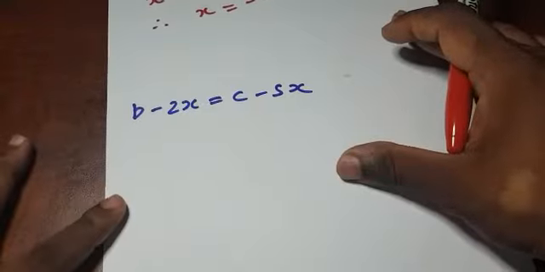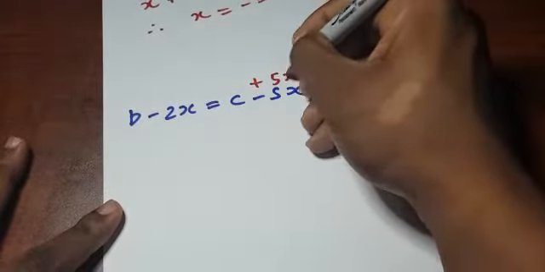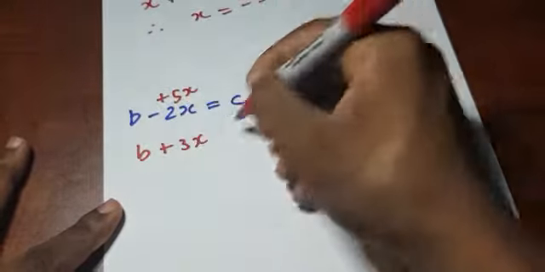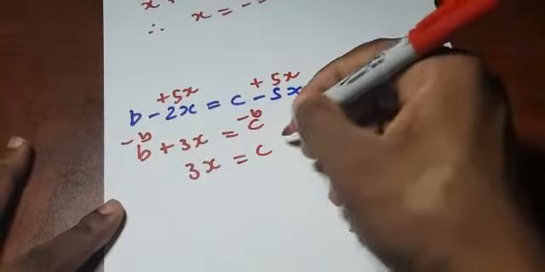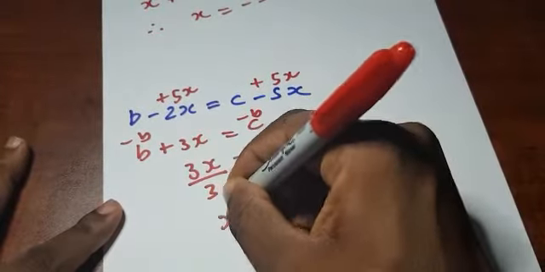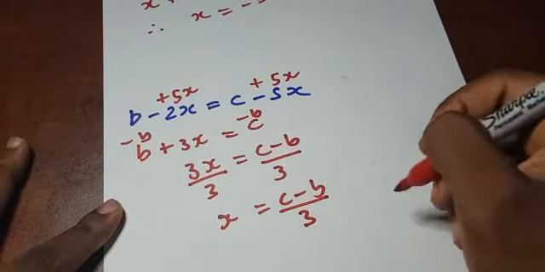So moving on, another example. Again, put the x's on the left side. I would need to remove this 5x from the right side by adding 5x to both sides. So I have b, and then this is just a positive 3x equals c. Then from here, minus b from both sides. So I have 3x is equal to c minus b. And then I divide both sides by 3. Now I have x is equal to c minus b over 3. And that's it for that question.